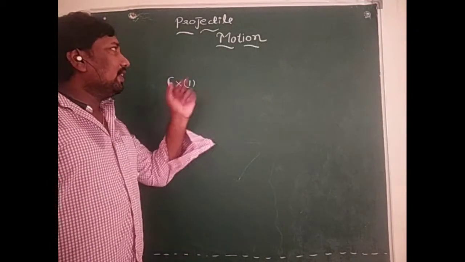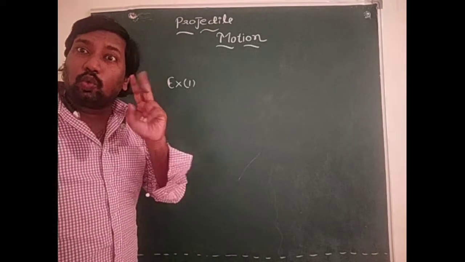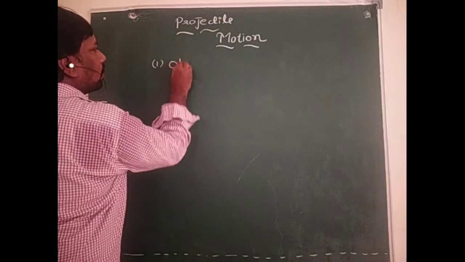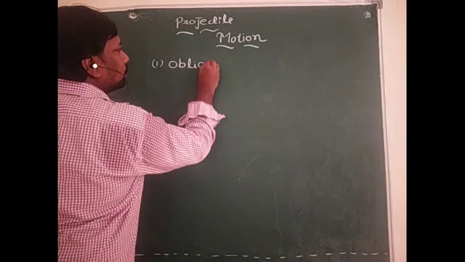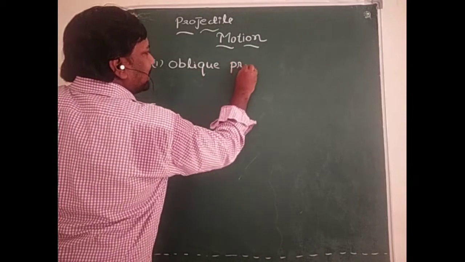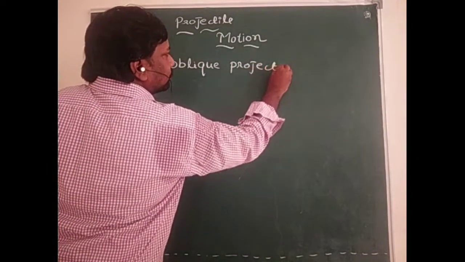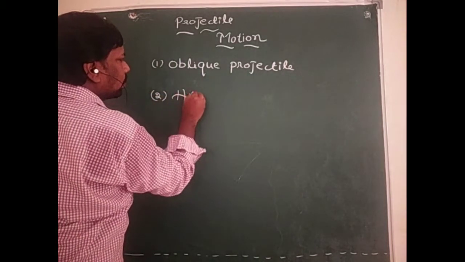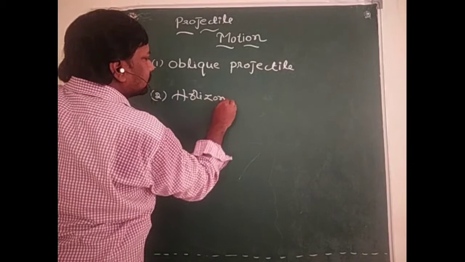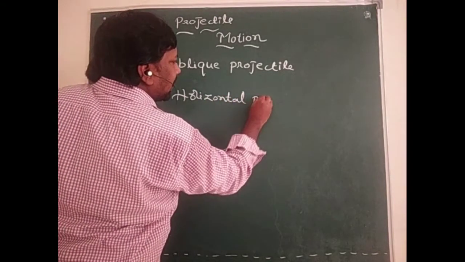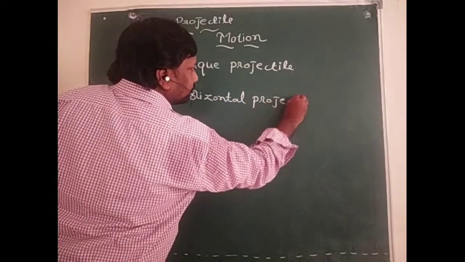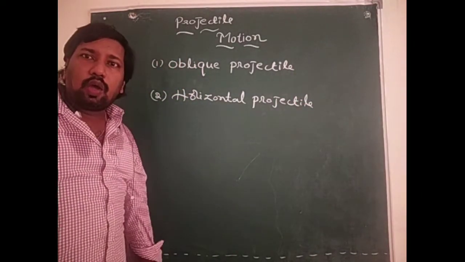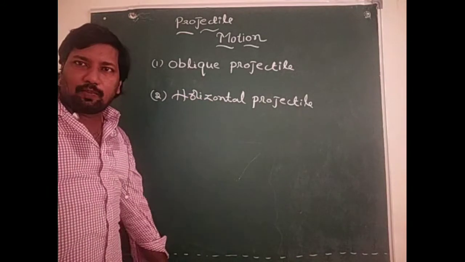Now, in the case of projectile motion, there are two types. First one is oblique projectile motion. Second one is horizontal projectile. So now we discuss oblique projectile motion.